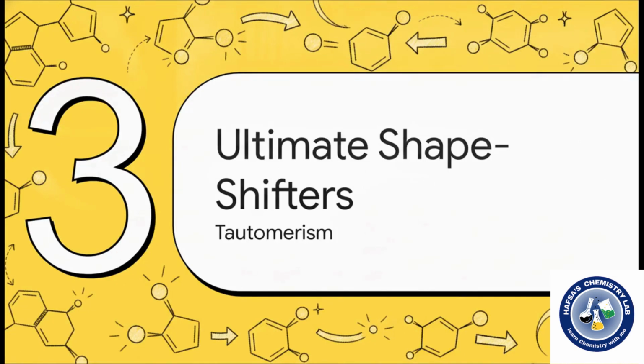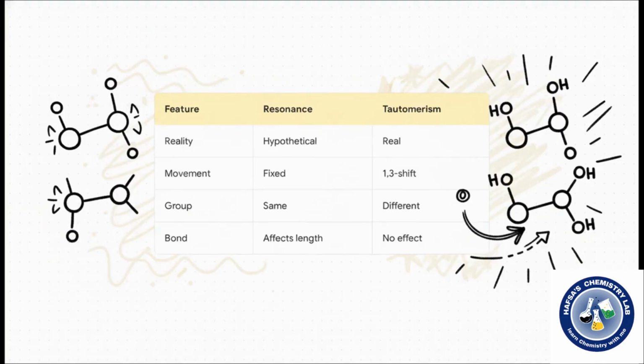All right, now we arrive at the ultimate shapeshifters, tautomerism. These are the molecules that absolutely refuse to pick just one disguise. Okay, so the absolutely crucial point here is to separate tautomerism from resonance. Resonance is really a hypothetical concept we use to model molecules, right? The atoms themselves are fixed in place. But tautomerism, that is completely real. It involves the actual physical shift of a hydrogen atom and a double bond, simultaneously jumping across the molecule in real time. And this forms completely isolatable structures with totally different functional groups.